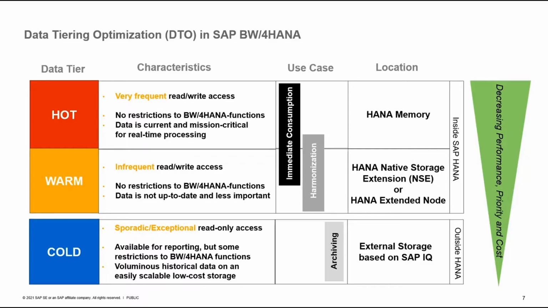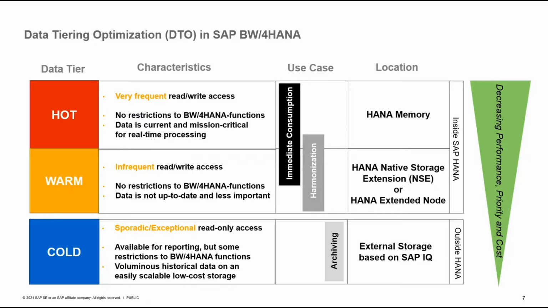And within the SAP HANA platform, there's also 2 technologies to move the data from the HANA memory to a cheaper place where it does not have the same memory footprint. This is good for data which we don't need at the same frequency. It has still the same BW functions, but the data is not up to date and not mission critical. I will explain the technologies here, just to name them first. The one is HANA Native Storage Extension, or NSE, and the second one is called HANA Extended Node.